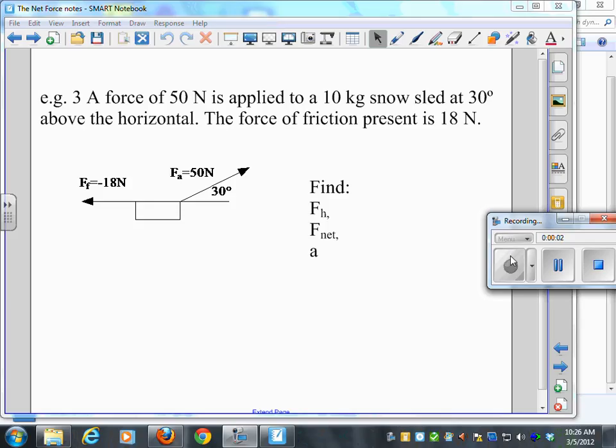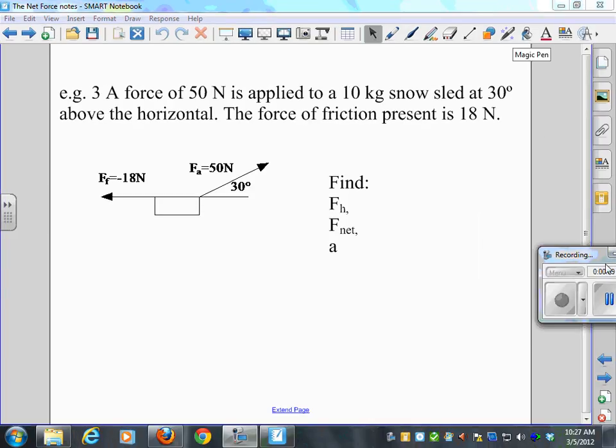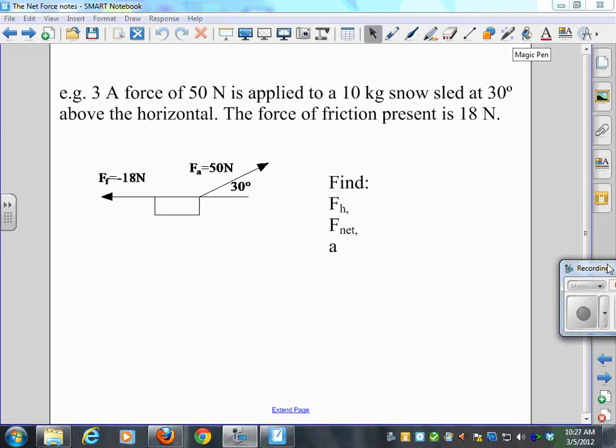So on Friday we did the net force problem, but we didn't get to example number 3. So let's have a look at this one here. Example number 3 says that a force of 50 newtons is applied to a 10 kilogram snow sled at 30 degrees above the horizontal. The force of friction present is 18 newtons, and we need to find Fh, the horizontal component, F net, and the acceleration.